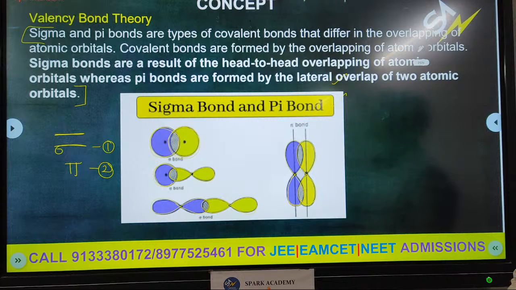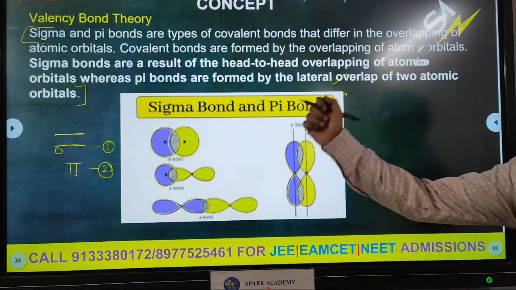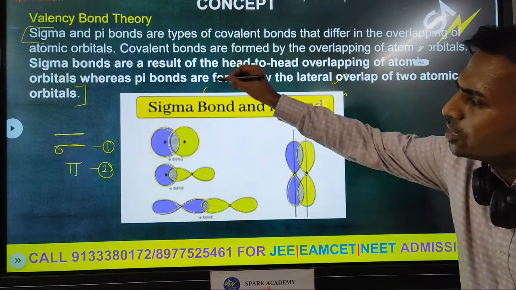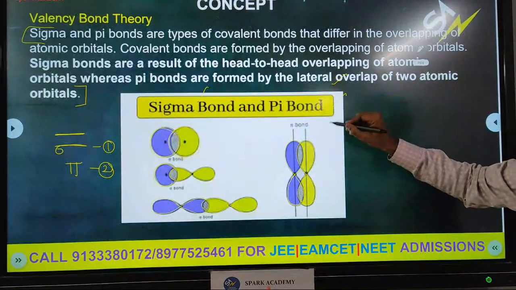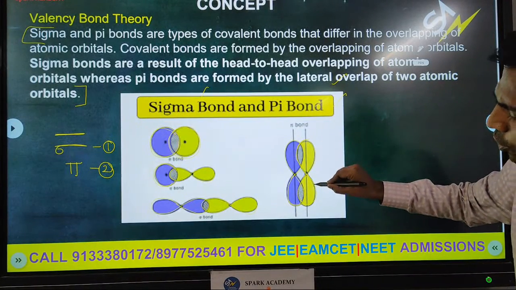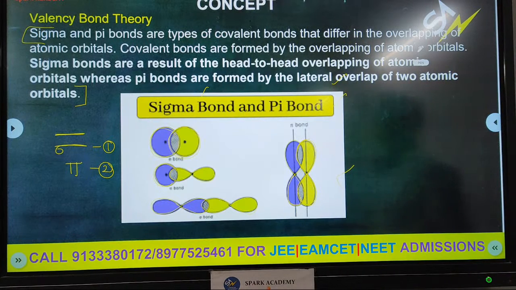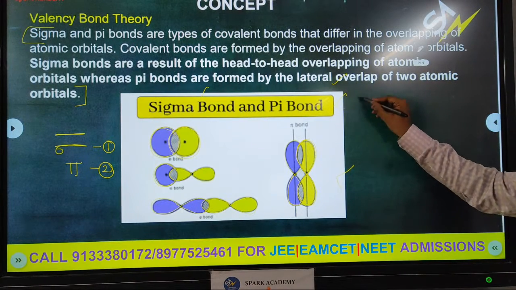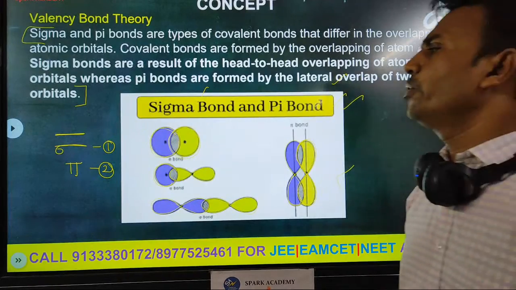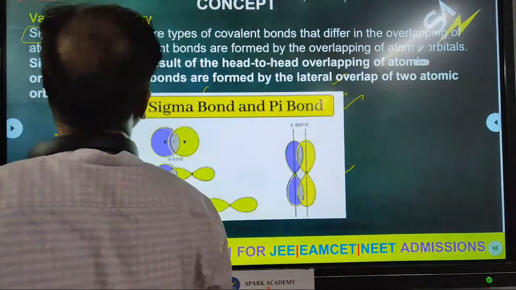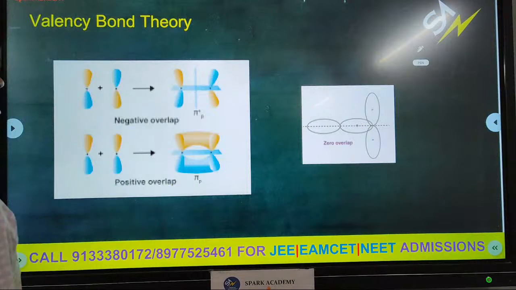If the overlap between the orbitals is head-on, head to head, the result is a sigma bond. So the first bond is called a sigma bond. The second bond is due to the side-by-side overlap of the orbitals, and the result is a pi bond. Clear? So we got two types of bond in valence bond theory.